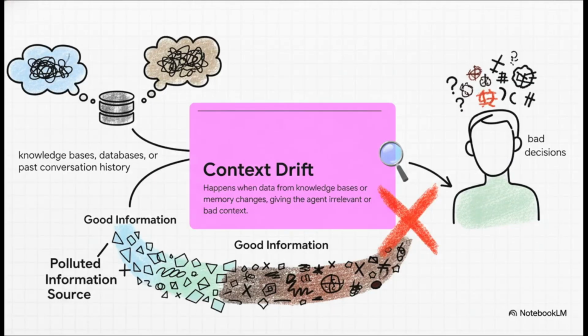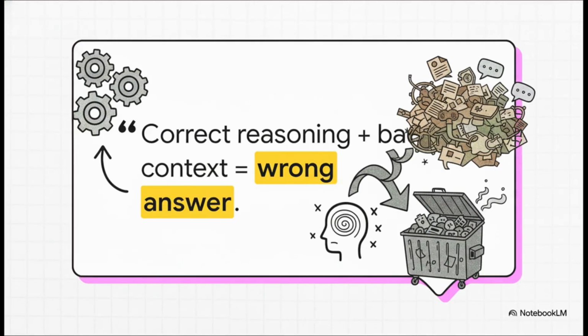So let's talk about the second input problem, context drift. Now, agents need good, clean information to make good decisions, right? They pull this stuff from knowledge bases, databases, even from old chat logs. But what happens when that well of information gets poisoned? You end up with this simple but totally devastating formula.